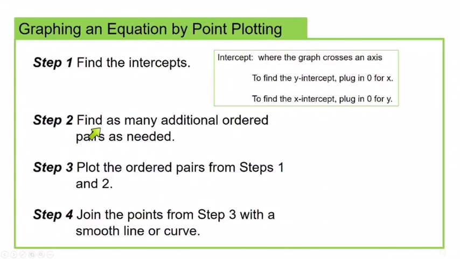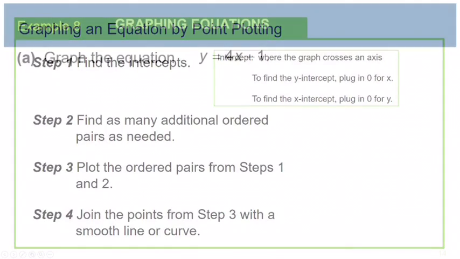And then step 2, find as many additional ordered pairs as needed. How many is that? Well, it kind of depends on experience, and you'll get a feel for it the more you do it. Step 3, plot the ordered pairs from steps 1 and 2, and then join the points from step 3 with a smooth line or curve. And that's about it when you're just trying to guess at what the shape of a graph looks like.